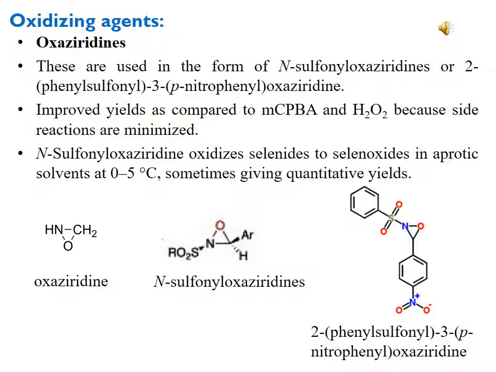Here you can see the structures of oxaziridine. The general structure is a three-membered ring, one atom is oxygen, the second is nitrogen and the third is carbon. The nomenclature can be explained as: oxa means the presence of oxygen, aza shows the presence of nitrogen, and iridine is used for the saturated three-membered ring. So overall this compound is named oxaziridine. The other structure is N-sulfonyl oxaziridine, in which a sulfonyl group is attached to the nitrogen of the oxaziridine. The third molecule is 2-phenylsulfonyl-3-para-nitrophenyl oxaziridine, which is substituted at nitrogen and also at carbon.